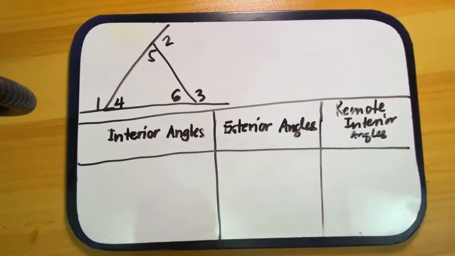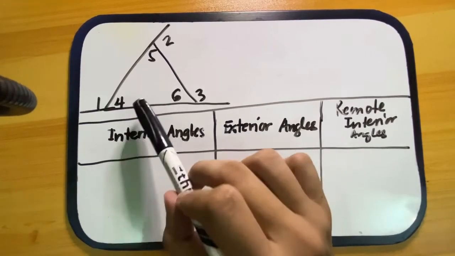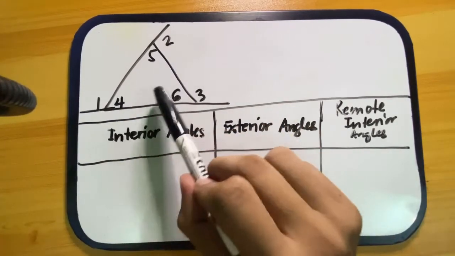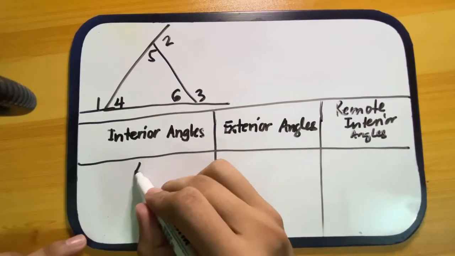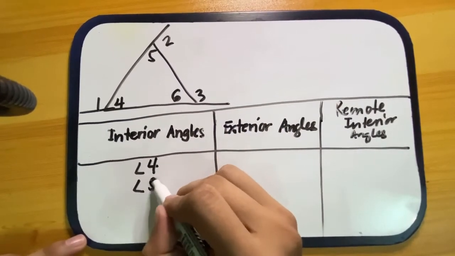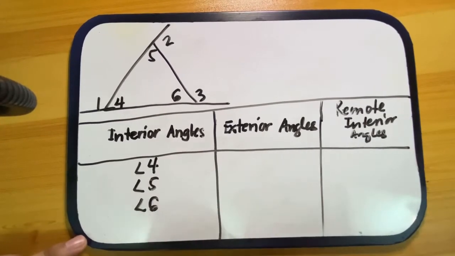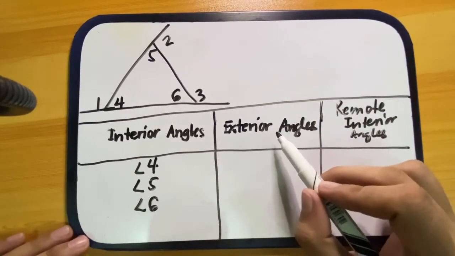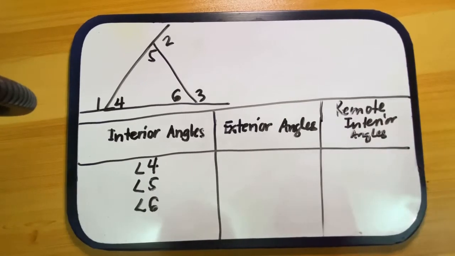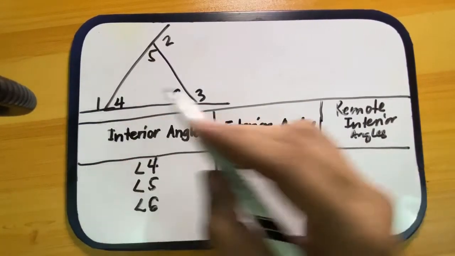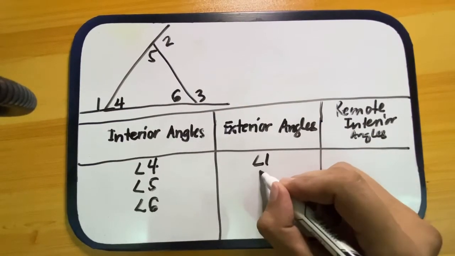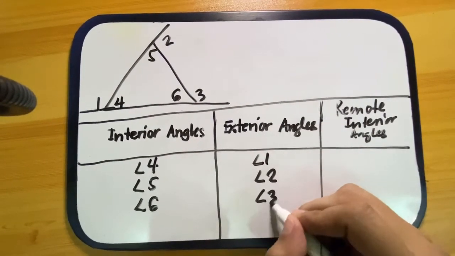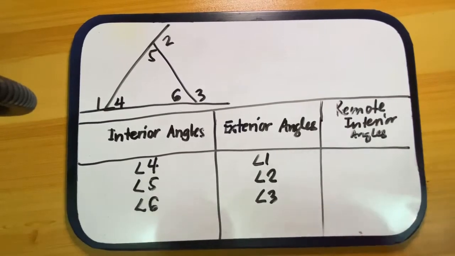Interior angles are angles inside the figure or inside the triangle. Here the interior angles are angle 4, angle 5, and angle 6. And the exterior angles are angles that are found outside the triangle or outside the figure. So here angle 1, angle 2, and angle 3 are the exterior angles.